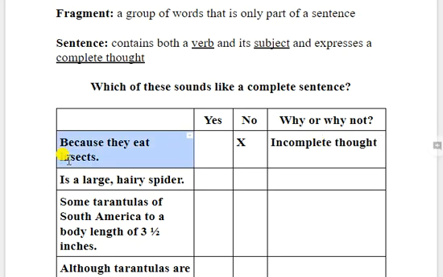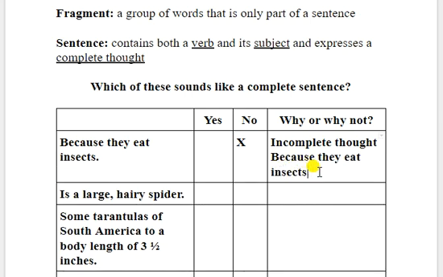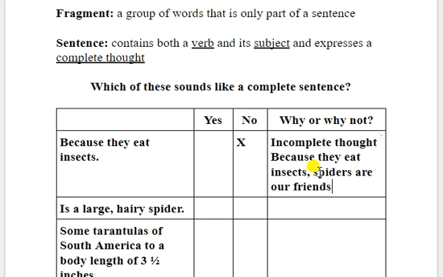Now what if I said, I'm going to copy and paste this sucker. What if I said, because they eat insects, comma, spiders are our friends. Okay, so now I'm telling you what happens because. Okay, because they eat insects, what? Because they eat insects, spiders are our friends. That also answers the question, who is they? All right, so that's an example of a fragment that is a fragment because it's an incomplete thought.